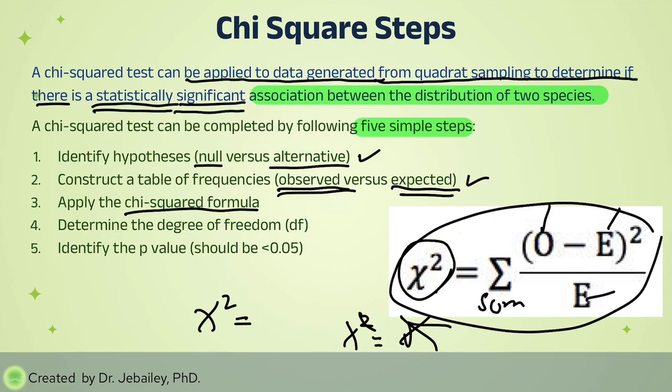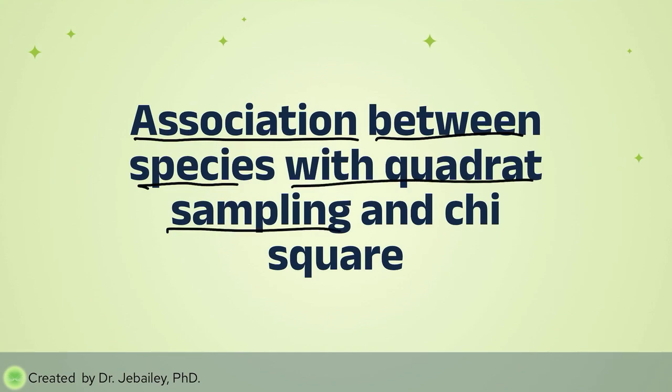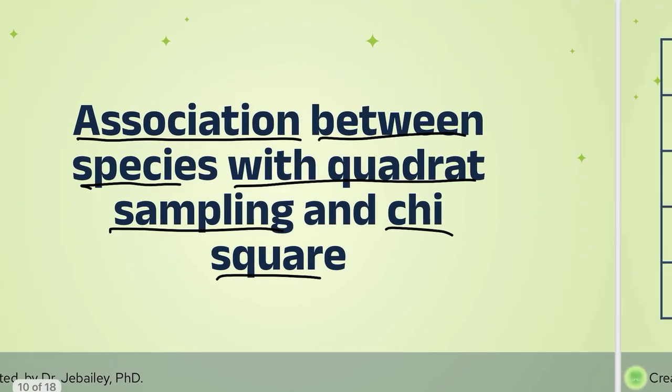After you find the chi-square, the next thing is to find the degrees of freedom. And eventually, from the degrees of freedom, you will identify the p-value, which always must be below 0.05 in order to be considered statistically significant. So, with that, let's look at an example where we find the association between two species with quadrat sampling and chi-square. Now we're going to combine these two types of data measurements into one.